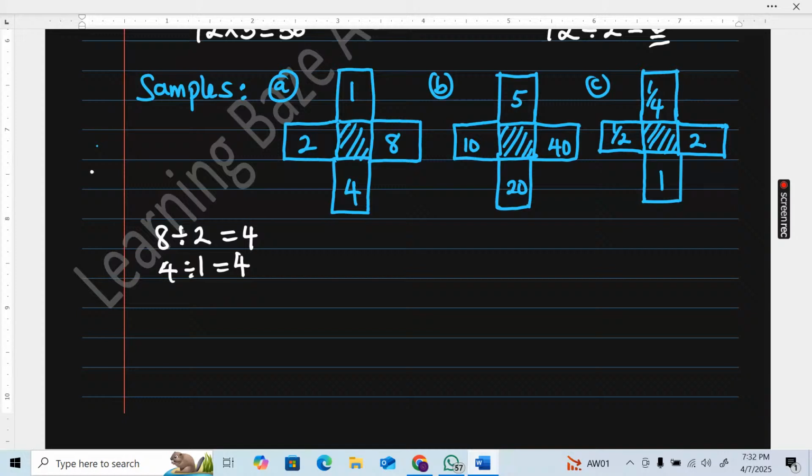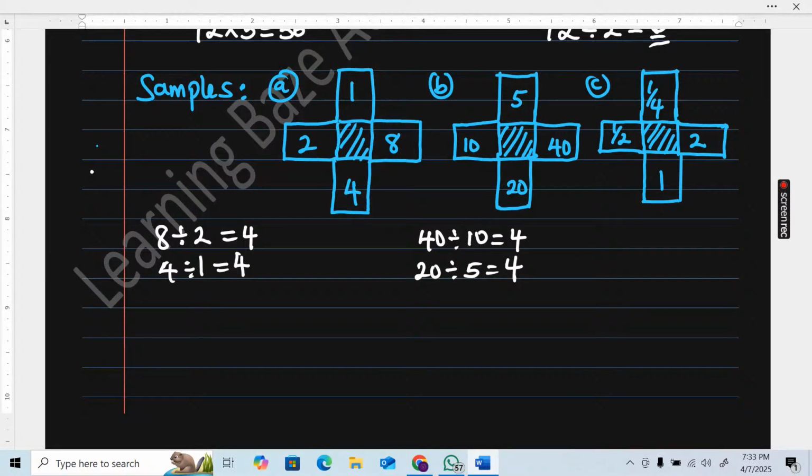Now let's move on to the second sample also. Let's see if we are going to get the same thing. 40 divided by 10 will give me 4. 20 divided by 5 will give me 4 for the second sample. That is 20 divided by the number above will give me 4. Then 40 that is on the right divided by 10 that is on the left will also give me 4.